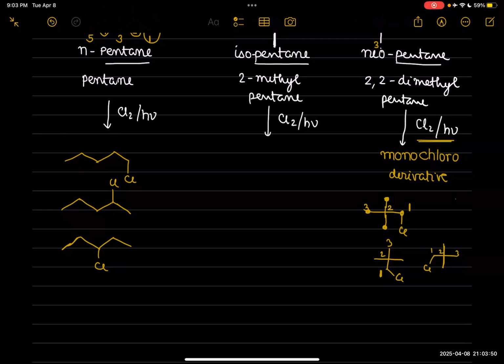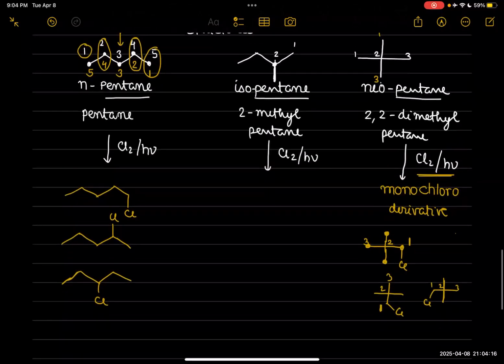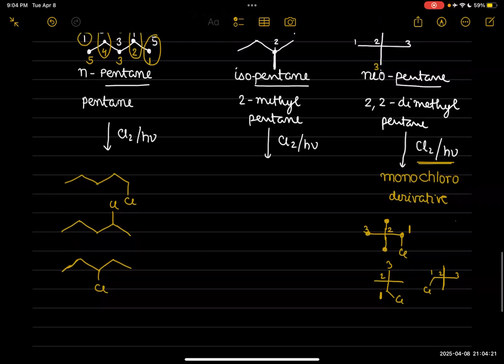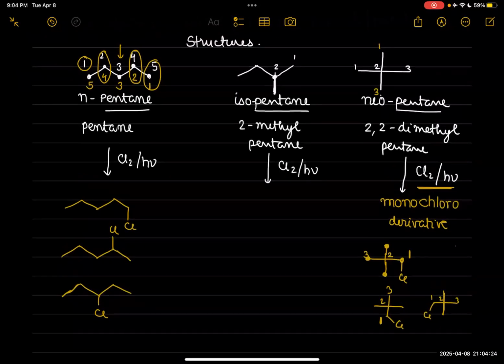Though it may appear that in one the Cl is down, in another molecule it is on the right hand side, in the fourth one it is on the left hand side, as I told you, this right and left doesn't matter. Is that clear to you? Just one. So n-pentane, normal pentane, will give three monochloro derivatives. Neopentane will give just one monochloro derivative.